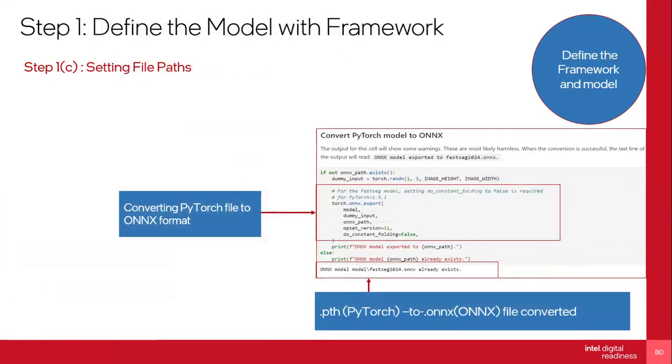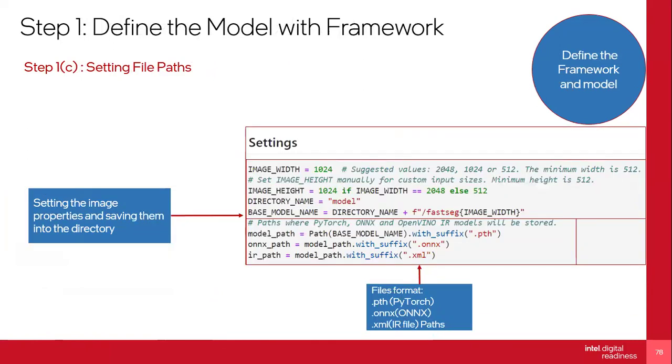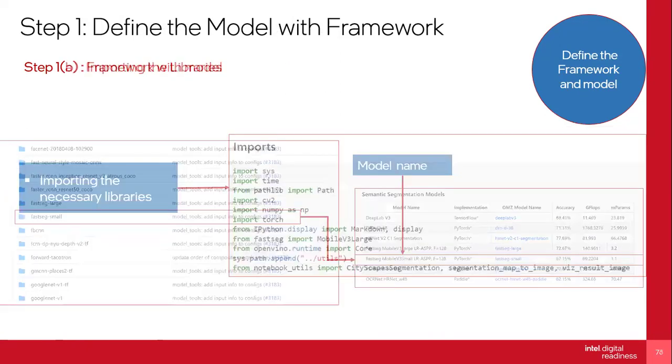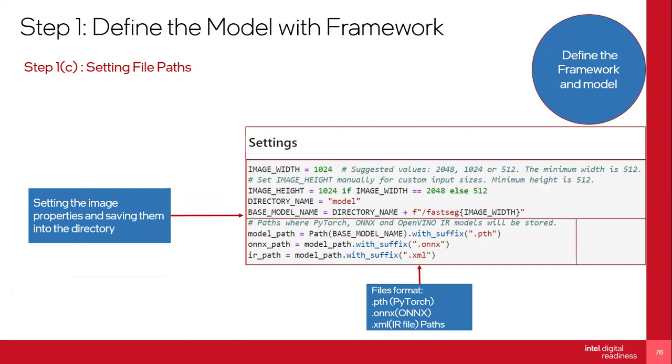So first, you have to, see, first importing libraries. Okay, so we have more libraries in this, and then settings like saving the dictionary, directory, and then paths you have to give, right? So see, the path you have to give here, model path, suffix PTH, ONNX, XML. So all these three you have to give, right? And then next, what is next?